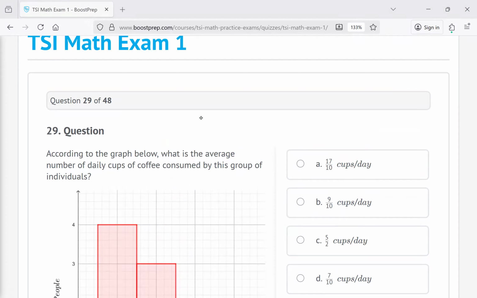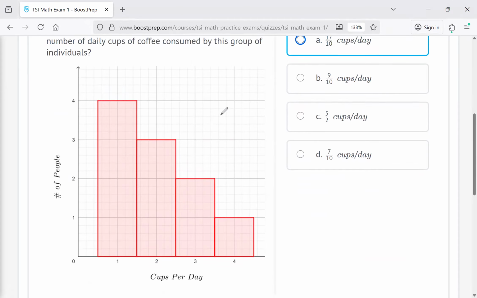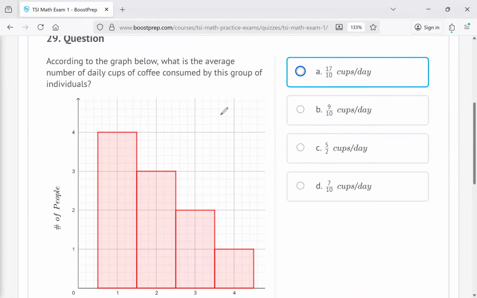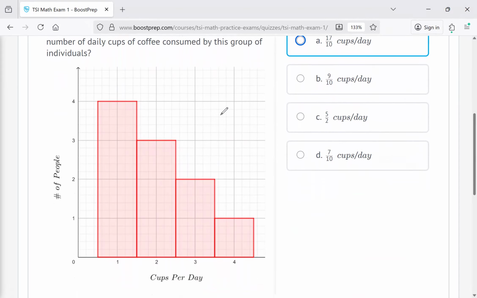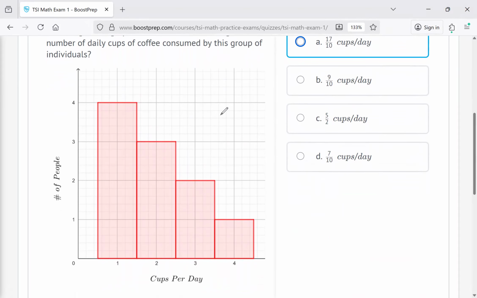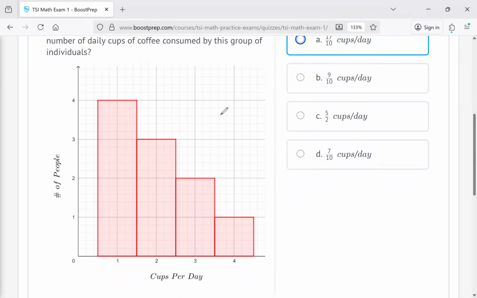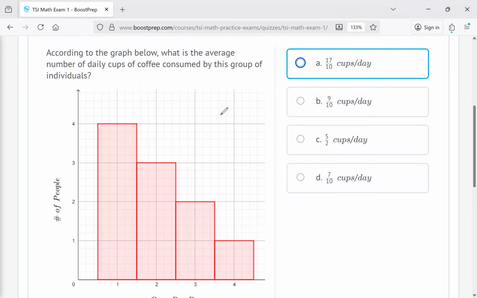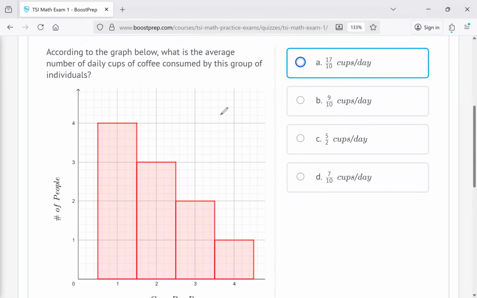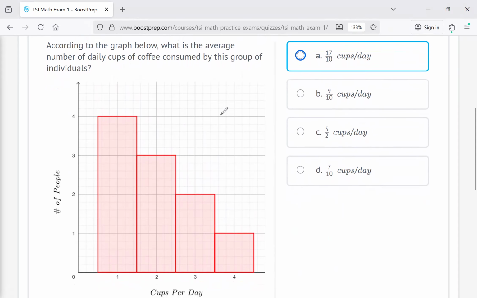Okay, question 29. It says, according to the graph below, what is the average number of daily cups of coffee consumed by this group of individuals? We have a bar graph where the x-axis is the cups per day and the y-axis is the number of people. When I hear the word average, all you have to do is add up all the values and divide by the number of values.